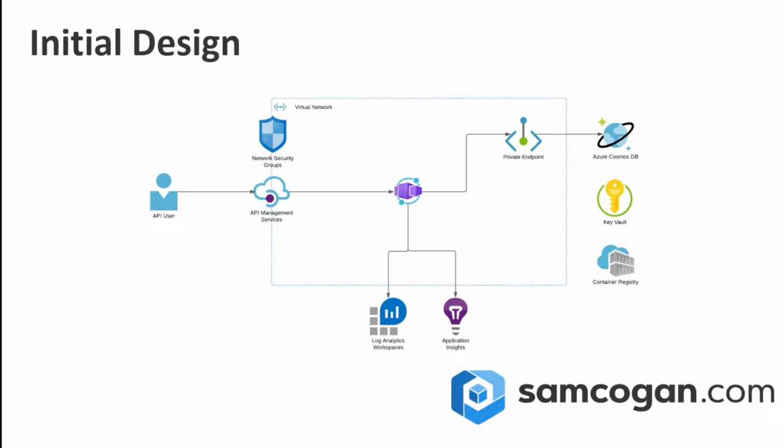So the bit we're missing now is the API management piece that's going to sit in front of our application and provide some of the required application security. So we're going to have a look at deploying that today. And let's get into that and have a look at the ARM template for doing that.